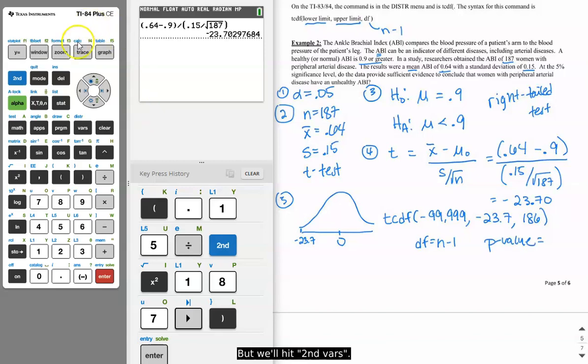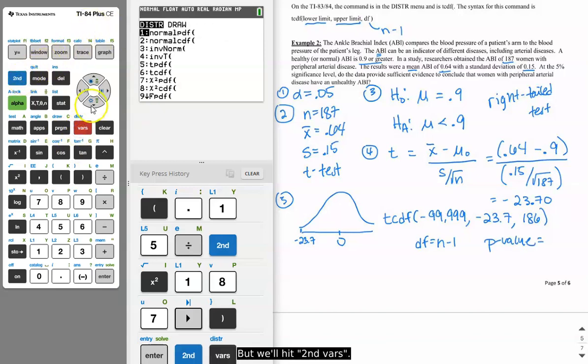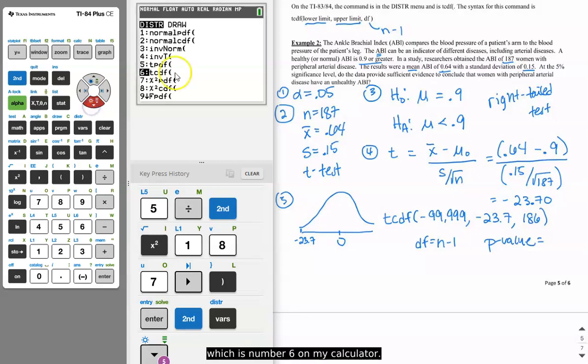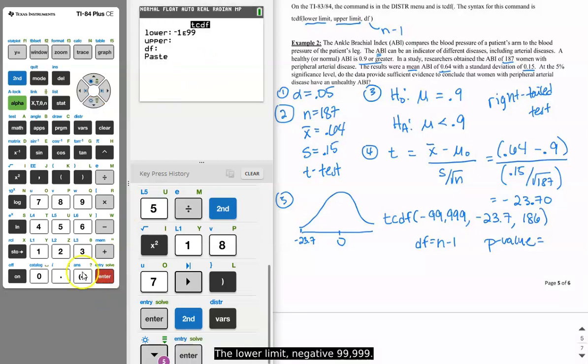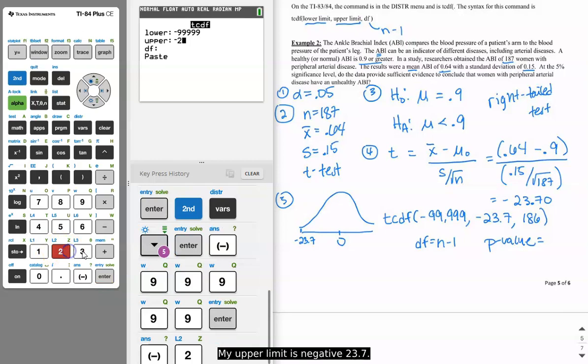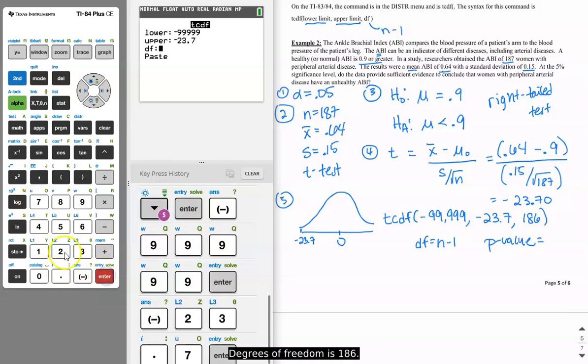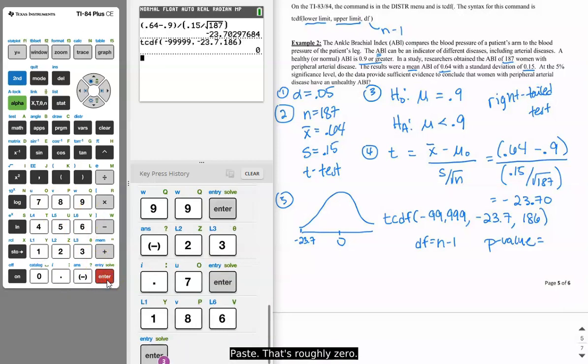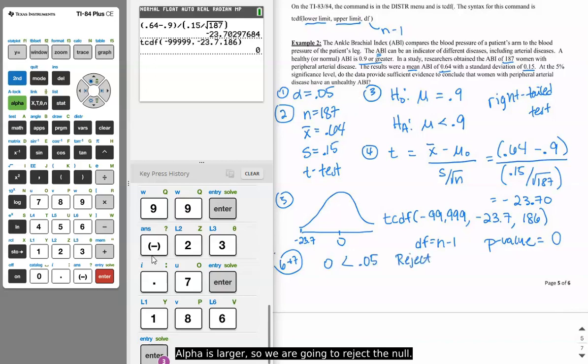So this is going to be the p-value that I get, which is probably going to be 0, but we'll hit second vars. We're going to go down to tcdf, which is number 6 on my calculator. The lower limit is negative 99,999. My upper limit is negative 23.7. Degrees of freedom is 186. Paste that. Roughly 0. There may be some decimals, but it's just so small that the calculator is just saying it is basically 0. So steps 6 and 7 is we take our p-value and compare it to alpha. Alpha is larger, so we are going to reject the null.